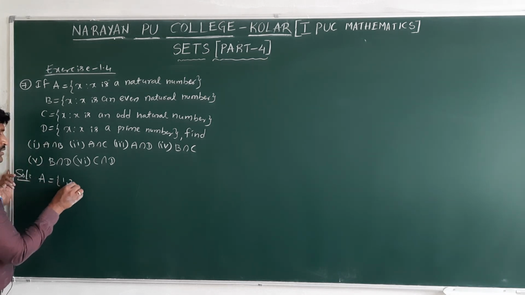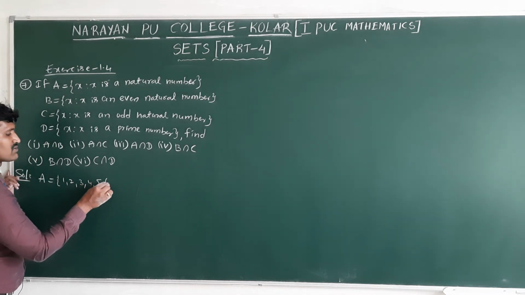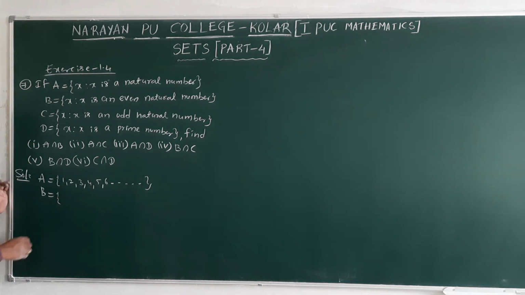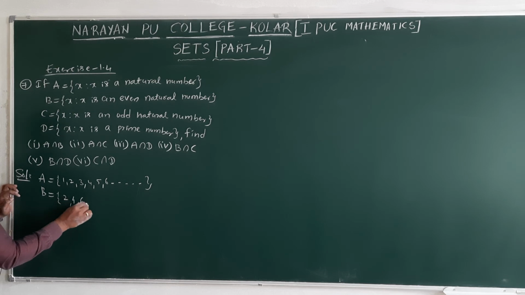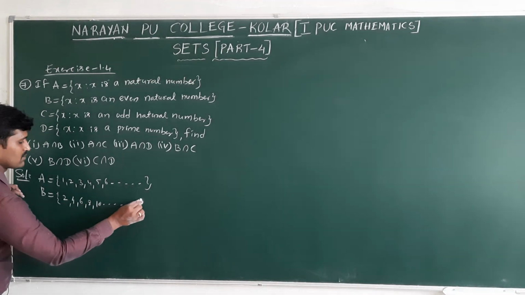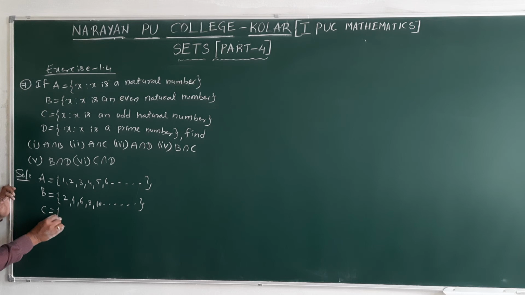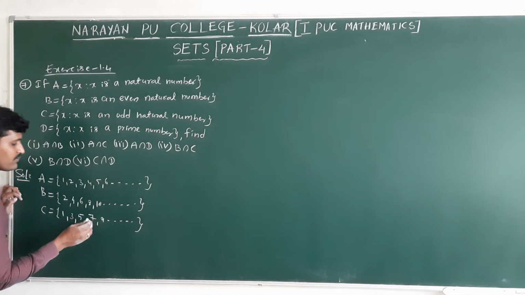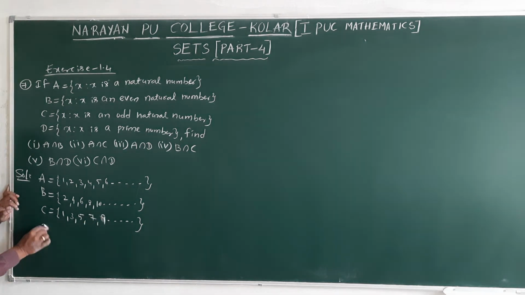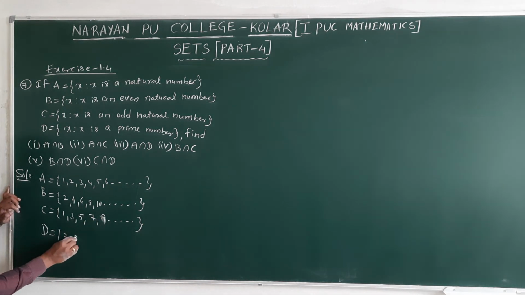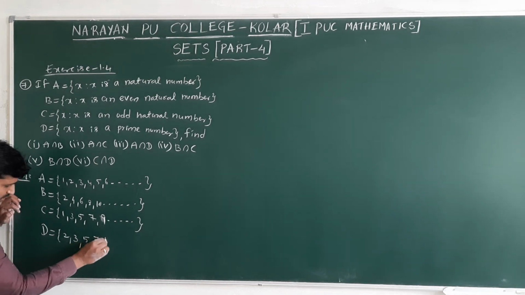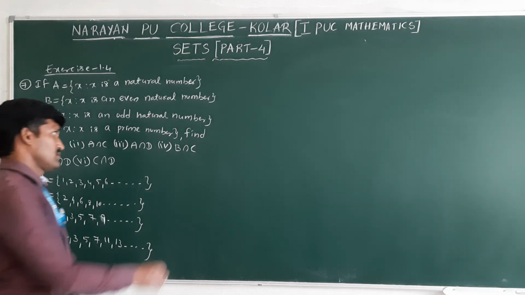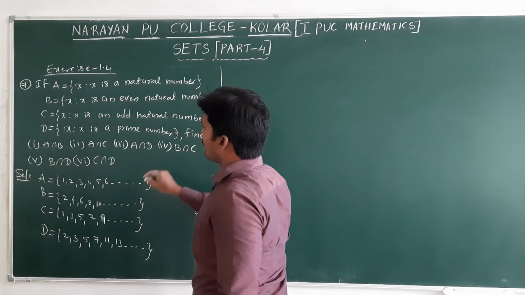Natural numbers mean 1, 2, 3, 4, 5, 6 and so on up to infinity. B is the even natural numbers: 2, 4, 6, 8, 10 and so on. C is the odd natural numbers: 1, 3, 5, 7, 9 and so on. And D is the prime numbers: 2, 3, 5, 7, 11, 13 and so on. These are the sets. From these sets, we need to find the first one.